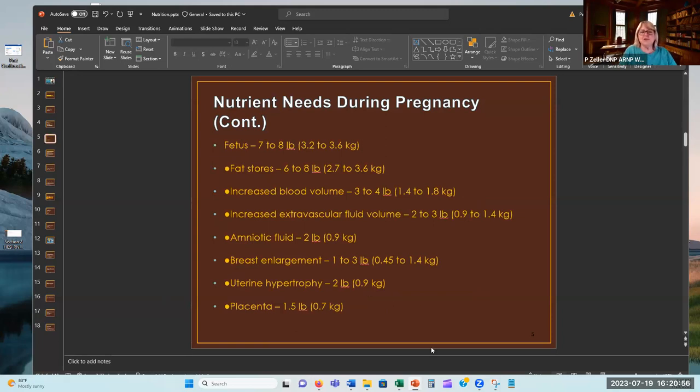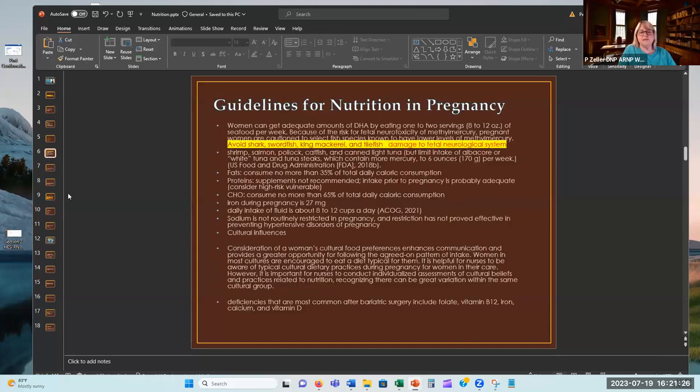This is just a list, you don't have to memorize this, of where the weight is going in a pregnancy. Fetus, fat stores, a woman will build fat stores during pregnancy, blood volume, extravascular volume, breast. The placenta itself weighs a pound and a half. So that's where all the weight comes from. So if you have a client that's not gaining any weight, then she's losing weight. And really it's not only her fetus that might suffer, it's herself.